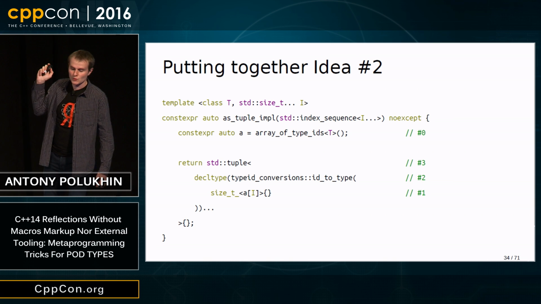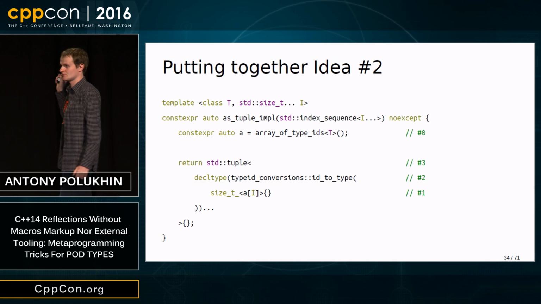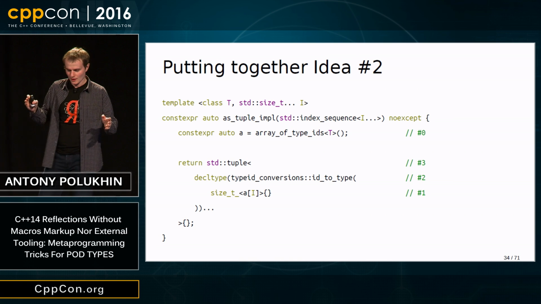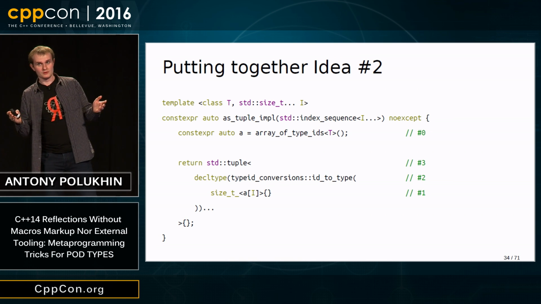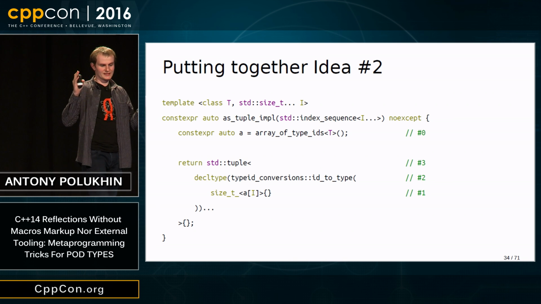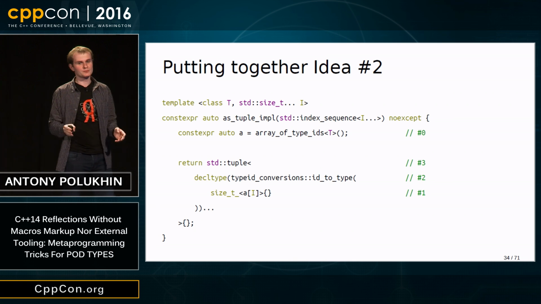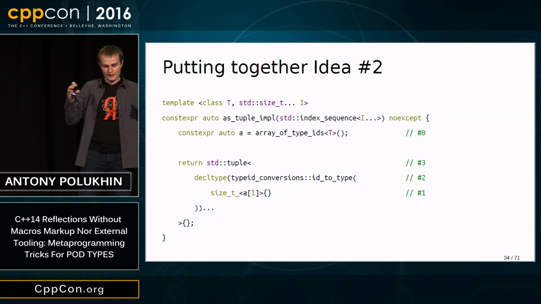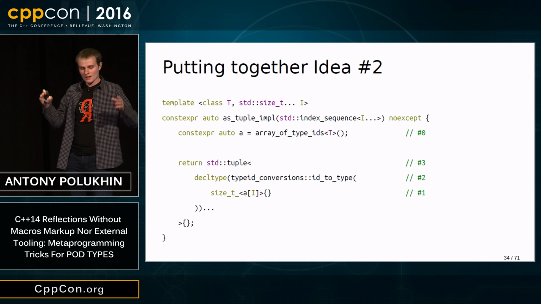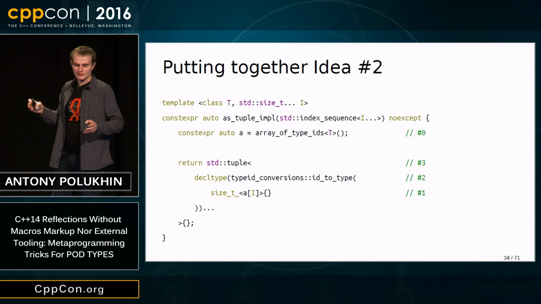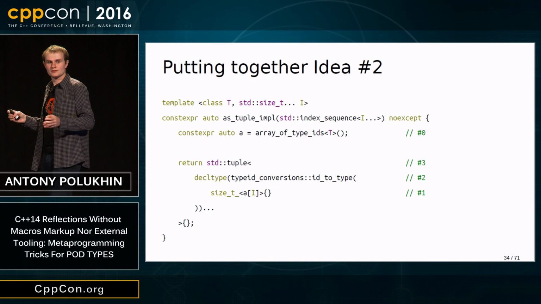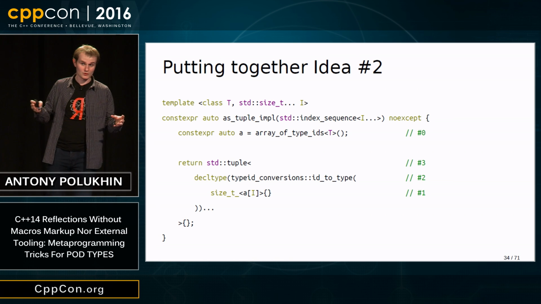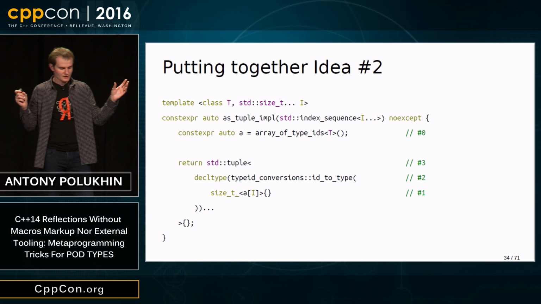Now, let's convert those identifiers back to types. At line 1, we receive a std::array of identifiers. Well, not std::array. std::array is not constexpr till C++17. So it's a handwritten array that has a constexpr operator square brackets. Now, at line 1, we get an element from that array and convert it into the integral constant. At line 2, we convert an integral constant back to type. And at line 3, we create a tuple from those types. So, we get a tuple.